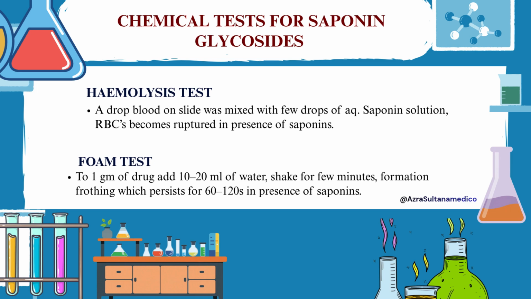Chemical tests for saponin glycosides. Haemolysis test. A drop of blood on a slide was mixed with a few drops of aqueous saponin solution. RBCs become ruptured in the presence of saponins. Foam test. To 1 gm of drug, add 10 to 20 milliliters of water and shake for a few minutes. Formation of frothing which persists for 60 to 120 seconds indicates the presence of saponins.